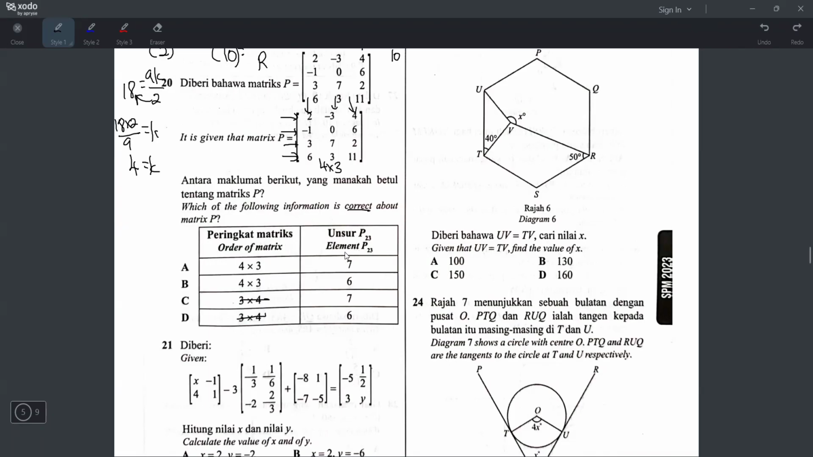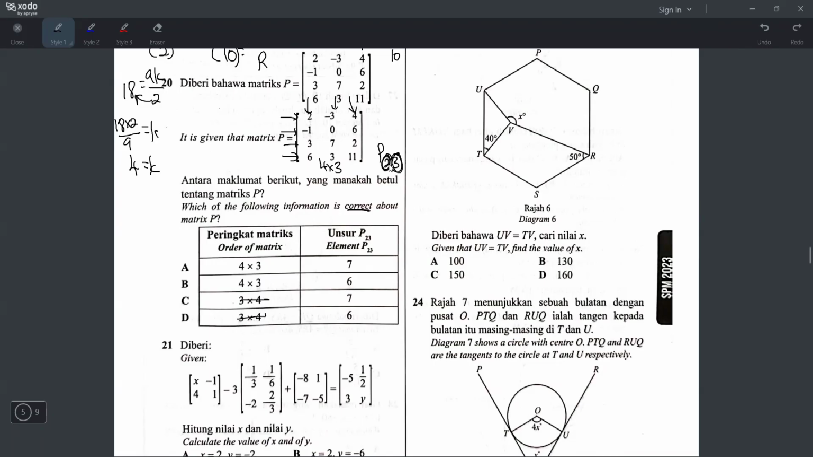Okay, next one dia nak suruh cari element P23. Okay, what's the meaning of P23? It means they want the element at the second row, third column. Okay, it means the first number here, that is the number of row. Okay, yeah, the row. And then this next number here, that is the column.